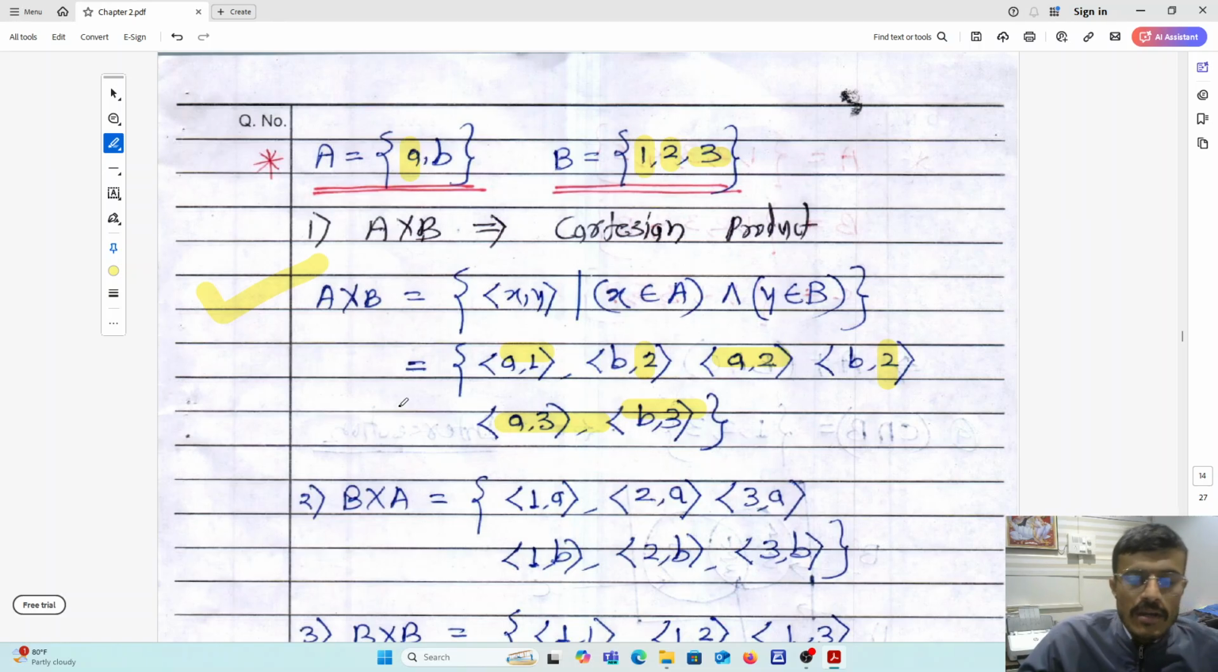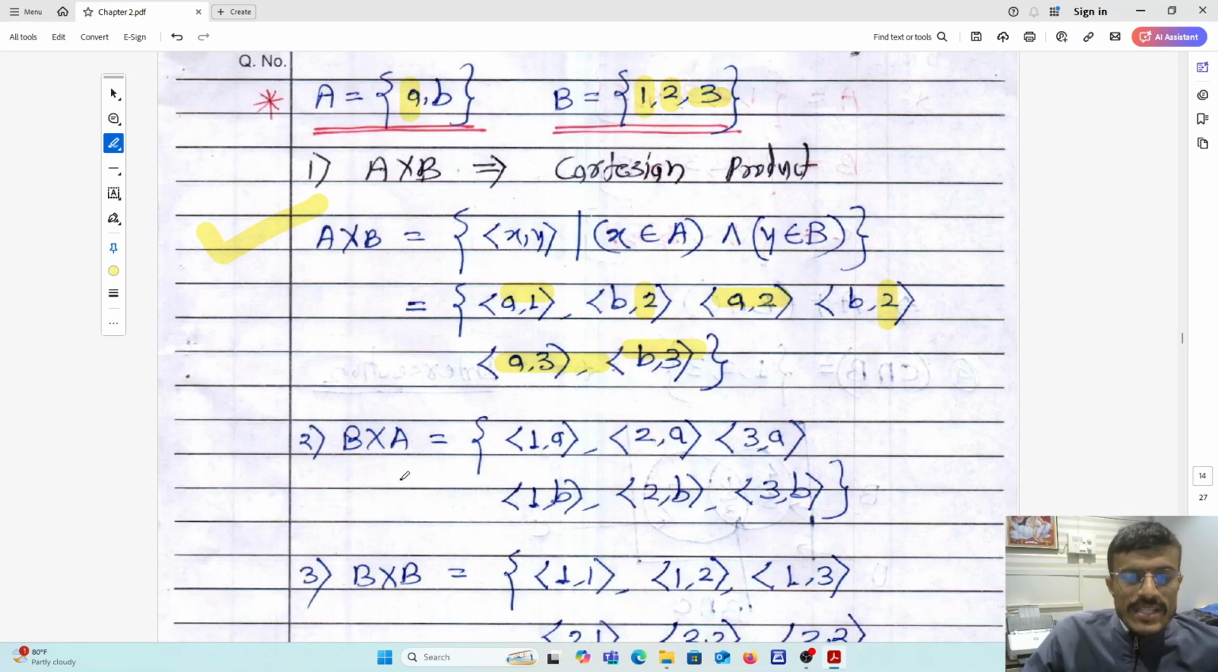And keep in mind that Cartesian product does not follow the commutative property. Means what? A cross B is not equal to B cross A unless both the sets are similar. If both the sets are similar, then definitely A cross B is equal to B cross A. And there is no business naming them A and B separately, because if A and B are the same, then why would we take A cross B? We should take A cross A. No issue about that.